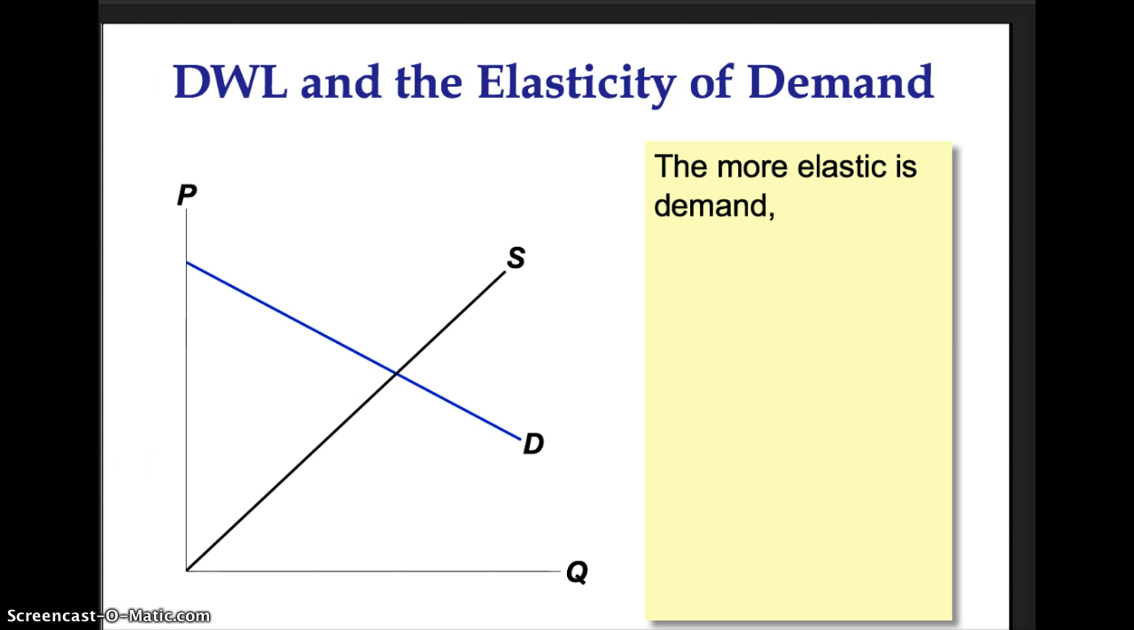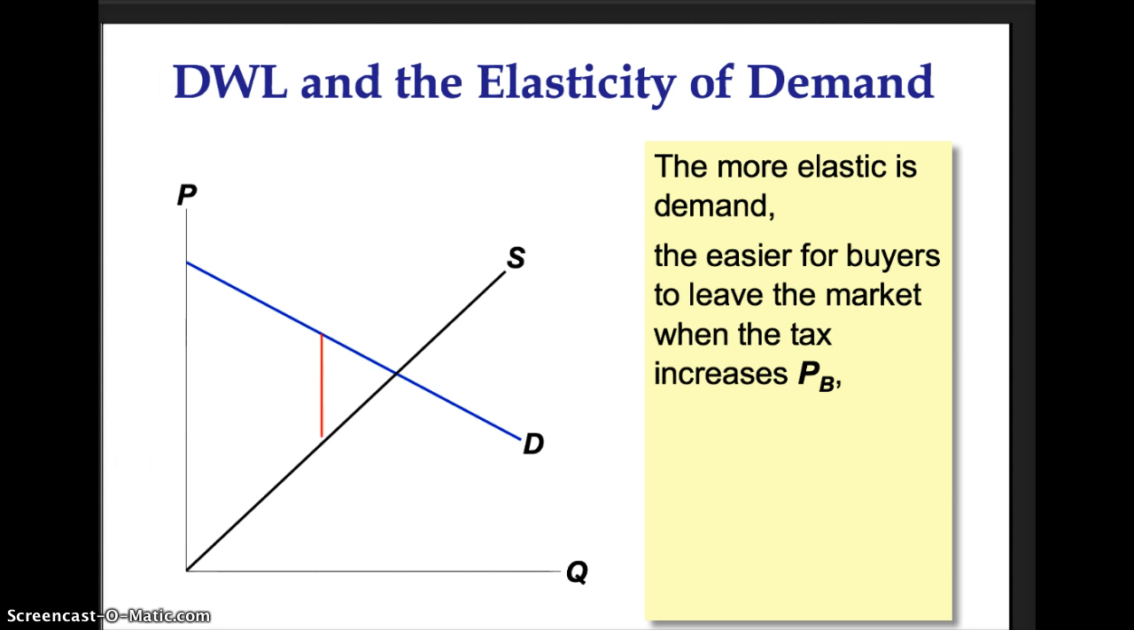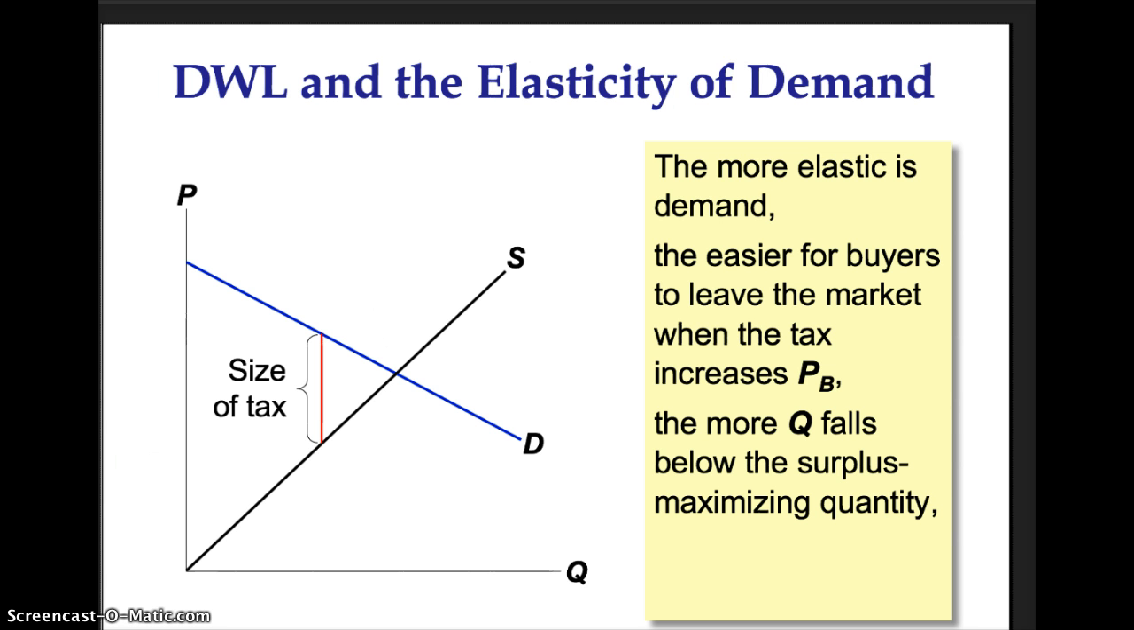If demand is more elastic, the demand curve is drawn relatively flat. Elastic demand means that consumers are responsive to price changes and can easily leave the market when the tax causes the price they pay to increase. This reduces equilibrium quantity much more and creates more deadweight loss.